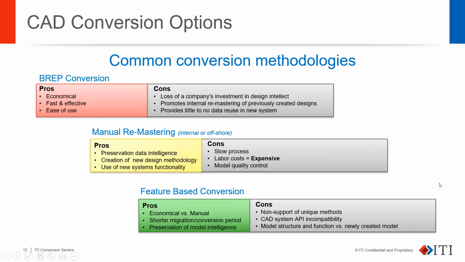Of course, there are some cons to this, as I mentioned before. Sometimes there might be areas of the conversion which cannot be supported by the fully automatic process, and we're going to go into an example of this a bit later on. And there can be issues with API incompatibility, which again I'll cover a bit later on. But overall, the feature-based conversion gives you a much faster and stronger result.